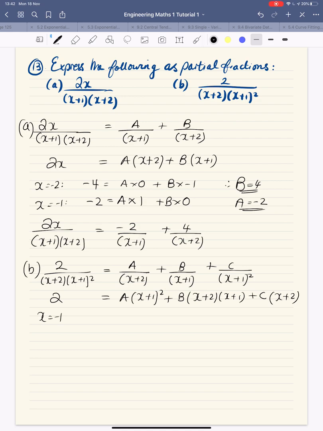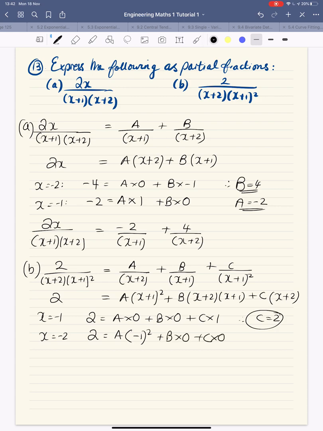And x is minus 1, so 2 equals a times 0 plus b times 0 plus c times 1, so therefore c is 2. And x is minus 2 next. 2 on the left is a times minus 1 squared plus b times 0 plus c times 0. So therefore we get that a is actually 2, because minus 1 squared is plus 1.